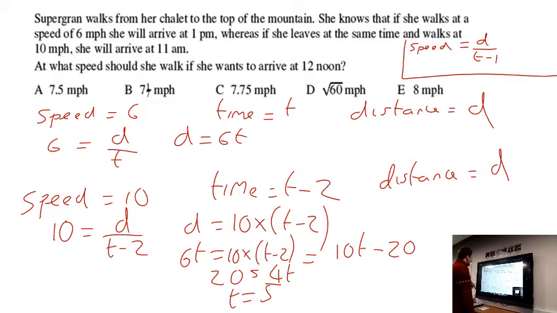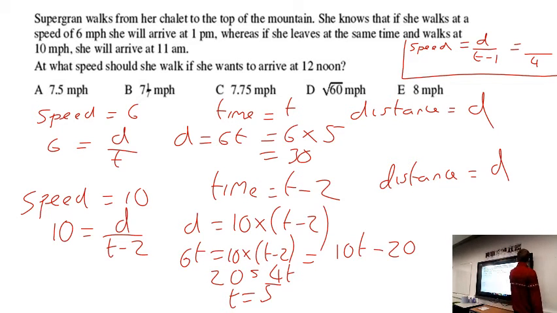Okay, so we know what t is. t is equal to 5. So here we've got 5 minus 1, so that's going to be 4. Do we know what d is? The distance here is equal to 6t. So you can use either equation. You can use 6t or 10 times t minus 2. It's up to you, what you prefer. I'm using this first one because it's simpler. So this is 6 times t. t is 5. So here this is equal to 30.